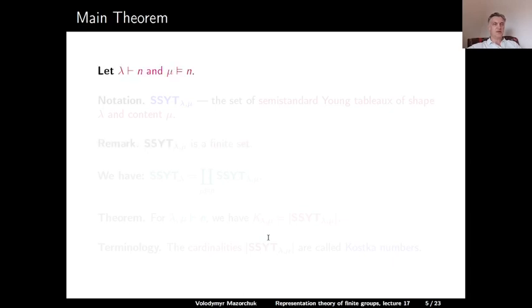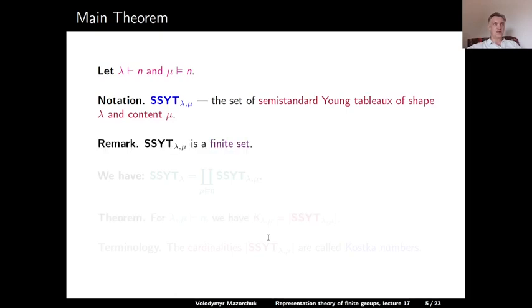Let lambda be a partition of n and mu a composition of n. Let us denote by SSYT sub lambda comma mu the set of all semi-standard Young tableaux of shape lambda and content mu. Now, since mu puts restrictions on what kind of entries can be assigned to boxes of lambda, SSYT lambda mu is a finite set. And, directly from the definitions, we have that SSYT sub lambda is a disjoint union over all compositions mu of n of SSYT lambda mu.